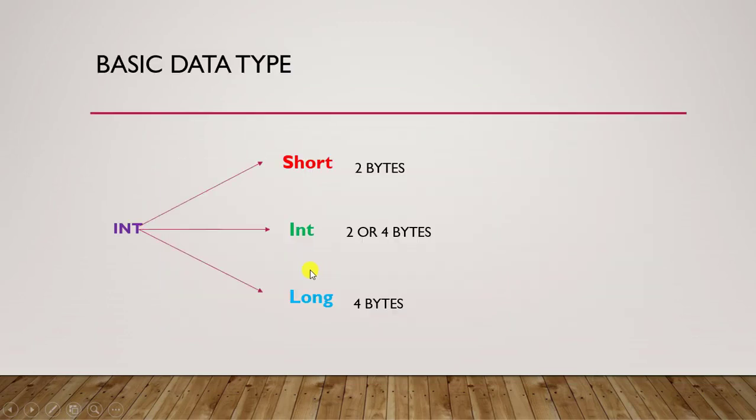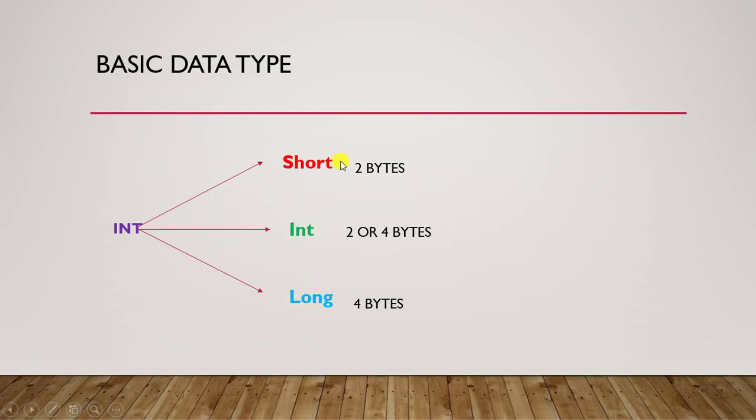The first one, the basic data type, is the integer data type. This integer data type is divided into three parts. We can declare them in our program as short integer, as integer, or as long integer.